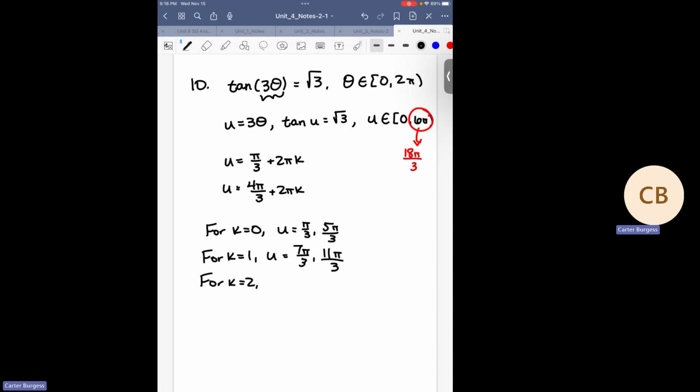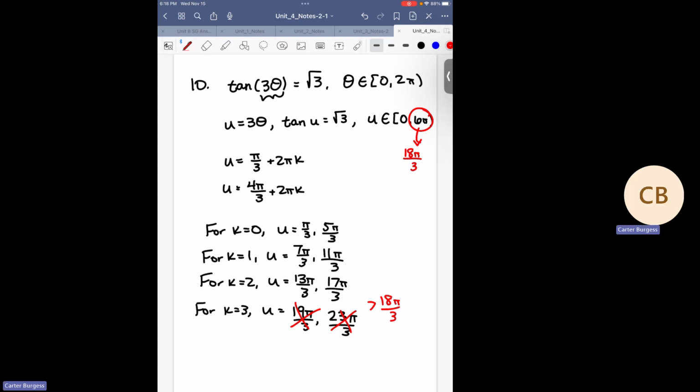Same deal, increase by 1, add 6 pi over 3. That's 13 pi over 3 and 17 pi over 3. And we're really, really close to our boundary, but let's go ahead and check. For k equals 3, we get 19 pi over 3 and 23 pi over 3, which are both larger than 18 pi over 3, which is why we set it up as 18 pi over 3, to catch very, very quickly when we are good.